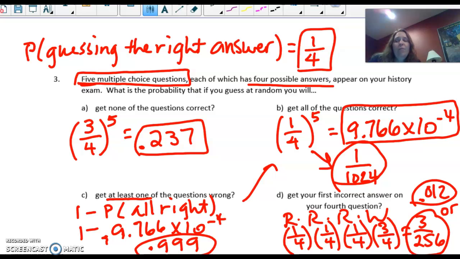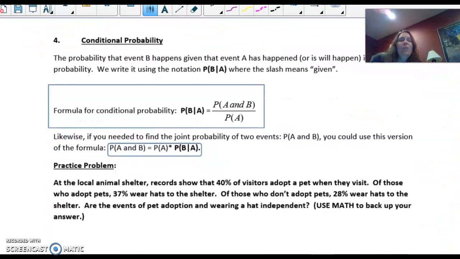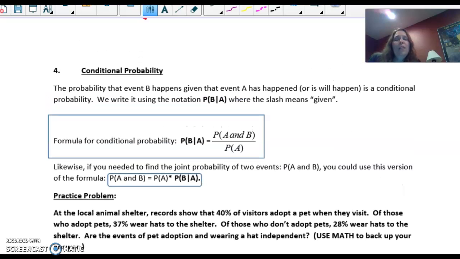All right, we just have about 2.5 minutes left. Let's see what we can finish up with conditional probability. The probability that event B happens given that event A has happened or will happen is a conditional probability. We write it using the notation P of B given A, where the slash means given. Here's your formula for conditional probability, which if you solve for P of A and B, that gives you this formula as well. That is in your packet. You can have it in front of you during the test if you want.